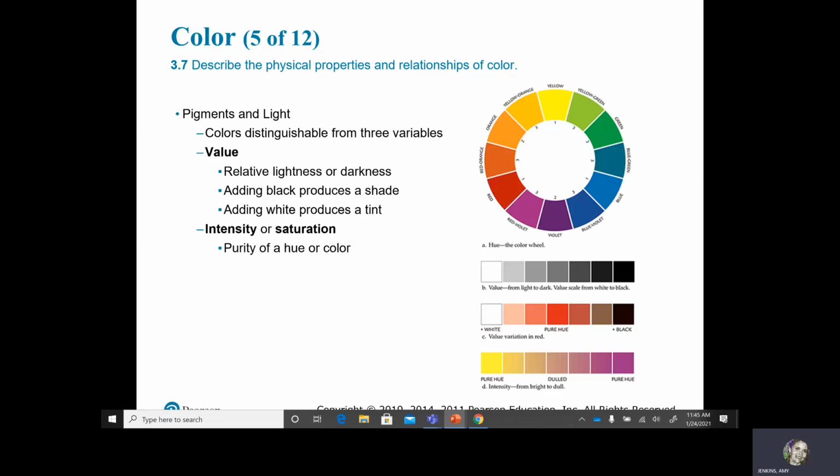Pigments and light. Colors are distinguishable from three variables. Value, which is the relative lightness or darkness of a color. Adding black produces a shade of color. Adding white produces a tint of color. And also they are distinguishable in intensity or saturation. So it's the purity of the color.